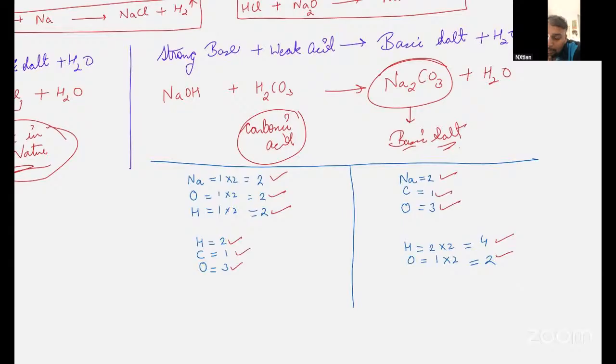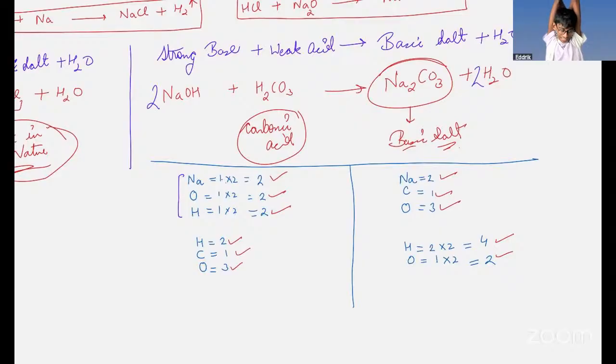All are balanced. So where I multiplied, like NaOH is multiplied by 2, I will write 2 in front of it, and the H2O I multiplied by 2, I will write 2 in front of it. Now it's balanced. Sir, this is how you have to do balancing. Yes.